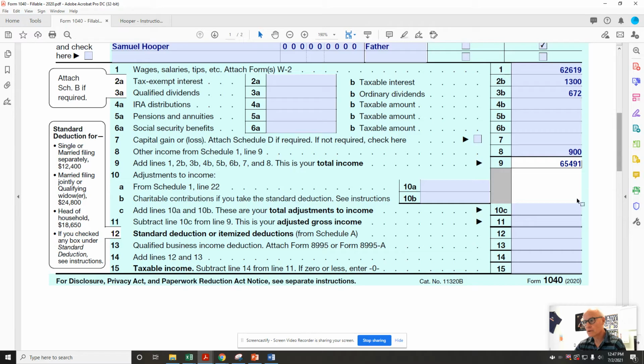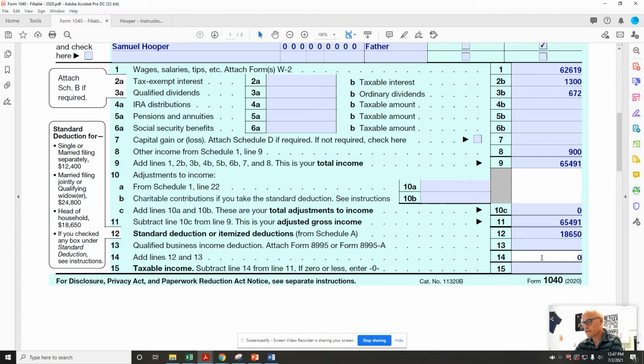Okay. No adjustments to income. Adjusted gross income, 65491. Now he is a head of household, so he's going to get a standard deduction of 18,650.